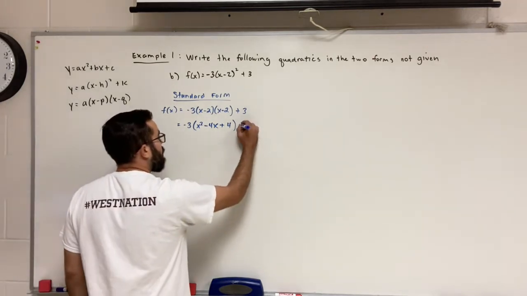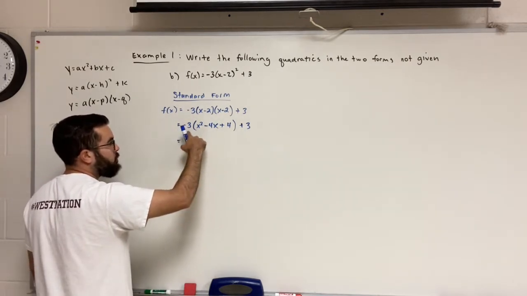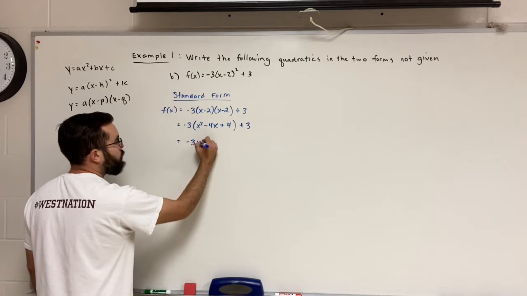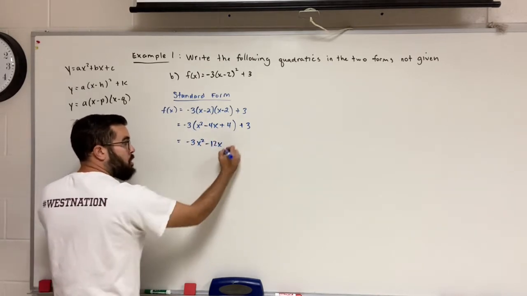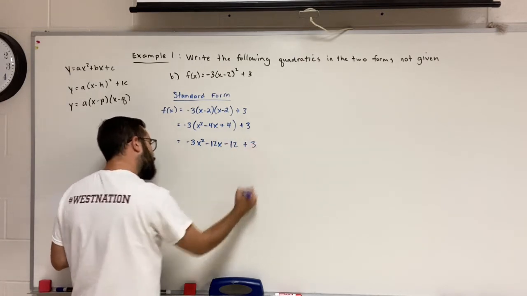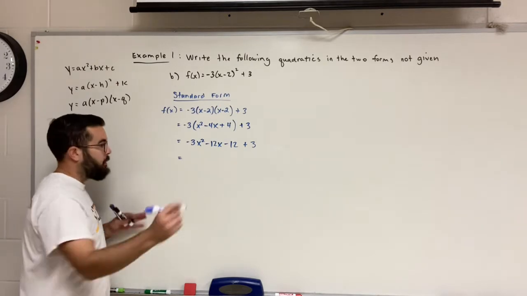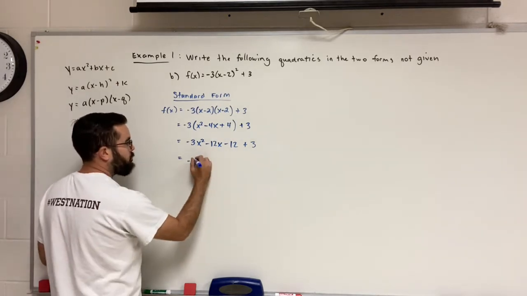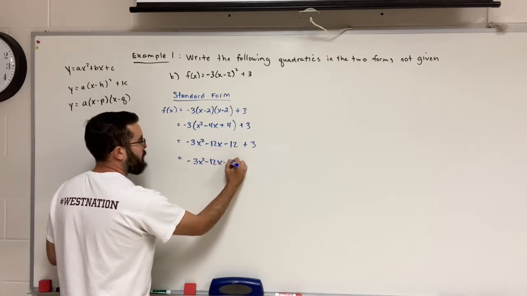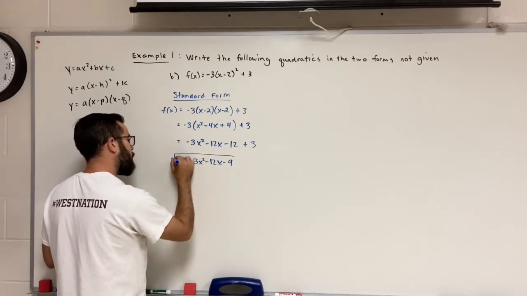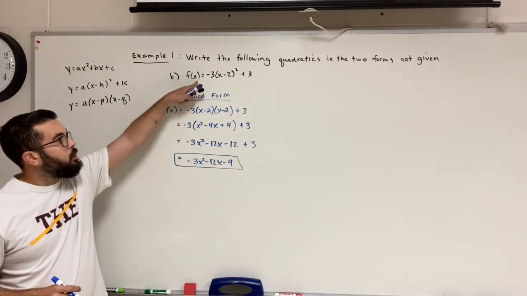All right, and then I got plus 3. So next I have to multiply, so I have to distribute that negative 3. So it's going to be negative 3x squared minus 12x minus 12. And then I still have that plus 3. Next, I'm going to combine like terms, so negative 3x squared minus 12x minus 9. And there's the standard form of this equation.